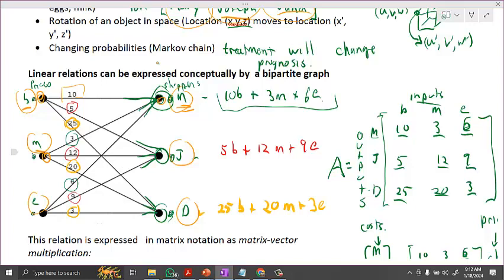Now, how much is Mary going to spend? Well, let's look at this. Mary is buying 10 units of bread. Now, if the price of bread is B, then Mary is going to spend 10B on bread. Mary is also buying milk. What's the amount of milk she's buying? She's buying 3 milks. So the amount of money she spends on milk is 3 times the price of milk. Then the amount of money she spends on eggs is 6 times the price of eggs.